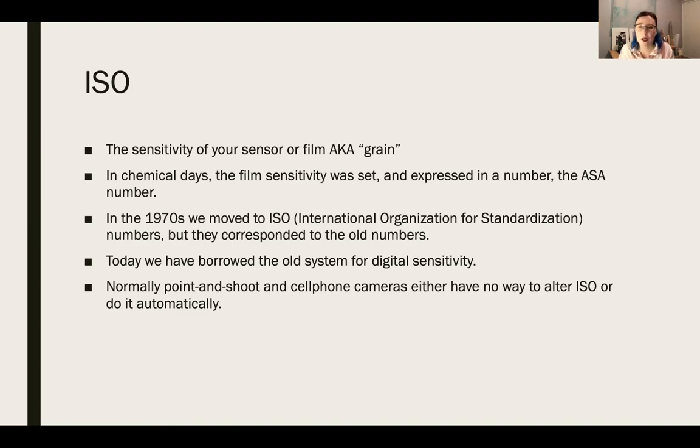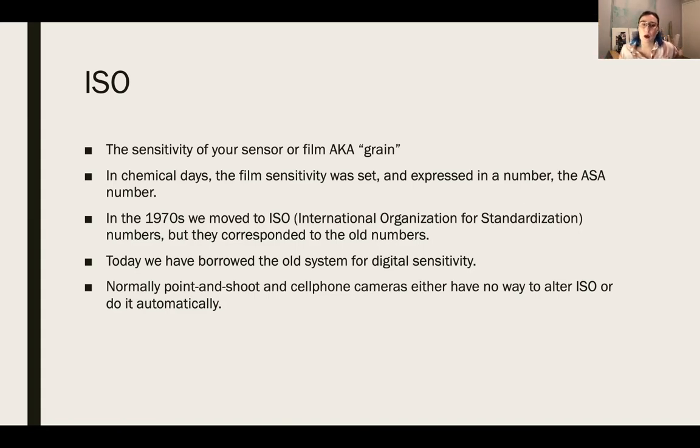Okay, and you can get real nerdy about the specs of your sensor, but just know that early sensors were not as light sensitive as they are today. We've made a lot of advancements, and the amount of information that your sensors can collect per inch has increased. Okay, in chemical days, the film sensitivity was set. So you would purchase a roll of film at a certain ISO. So that was static. You would calculate the rest of your equivalent light exposure to your film. That number was expressed as an ASA number. Today we borrowed that old system of just annotating that sensitivity setting to our digital cameras, even though those acronyms don't totally make sense. But we've brought them over from the old days, right?